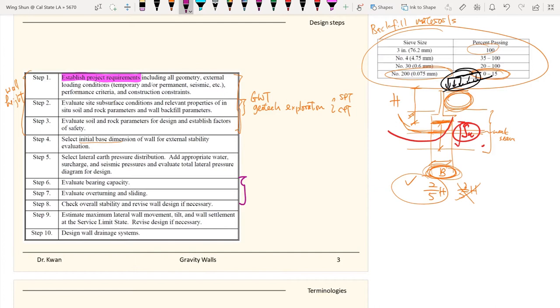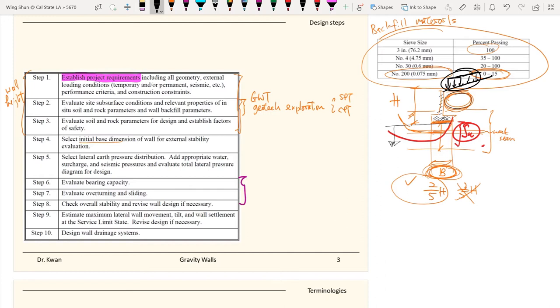And step number nine is the settlements, because you have the backfill right there, and you also have the surcharge, and also the weight, which is the concrete of the retaining wall. So what happens is, since you're loading the ground, that's why in step number two and three, you need to do a geotechnical exploration to find out what the soils are, and their compressibility. If you have a CPT or SPT, you can correlate that with Cc, the compression index of the soils, or you take samples. If it's a cohesive material, you had better do soil sampling.